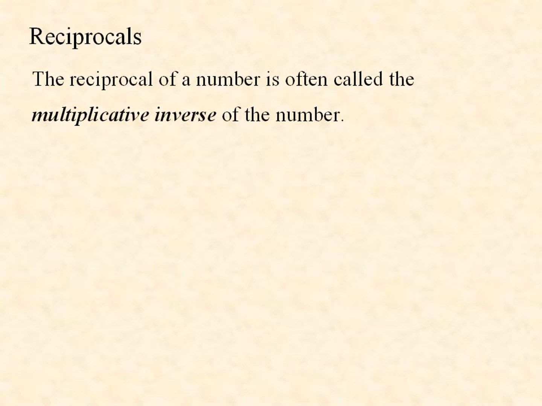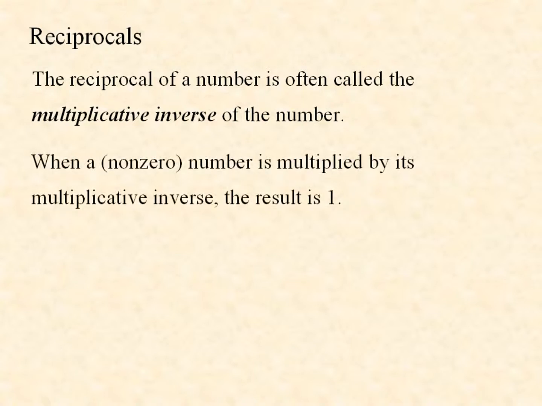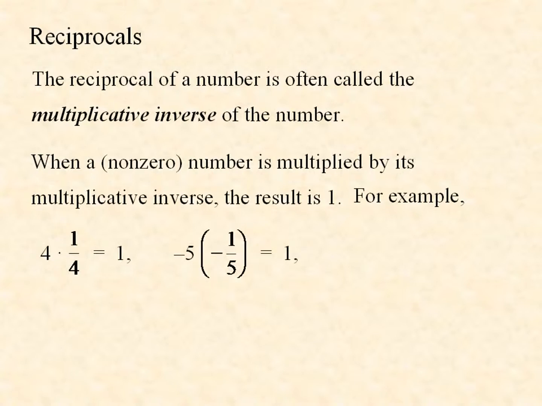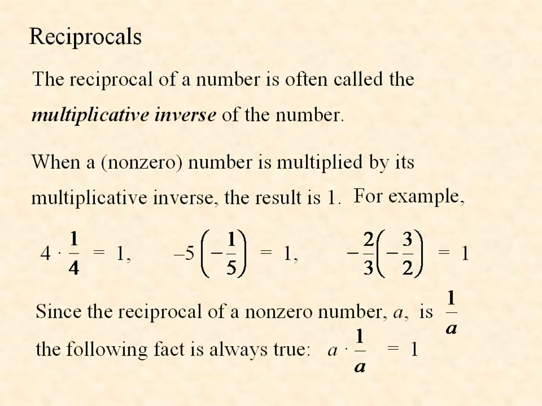The reciprocal of a number is often called the multiplicative inverse of the number. When a non-zero number is multiplied by its multiplicative inverse, the result is 1. For example, 4 times 1/4 is equal to 1. -5 times -1/5 is equal to 1. -2/3 times -3/2 is equal to 1. Since the reciprocal of a non-zero number a is 1/a, the following fact is always true: a times 1/a equals 1.